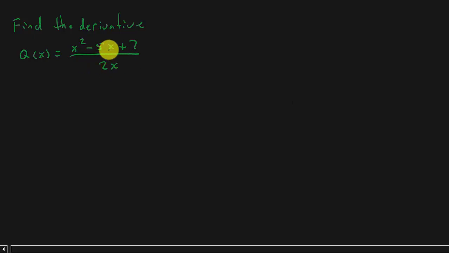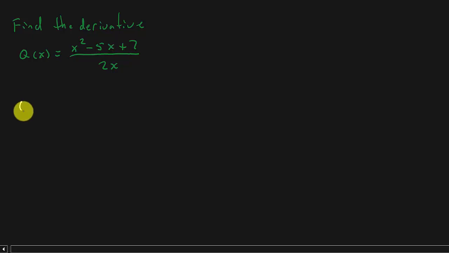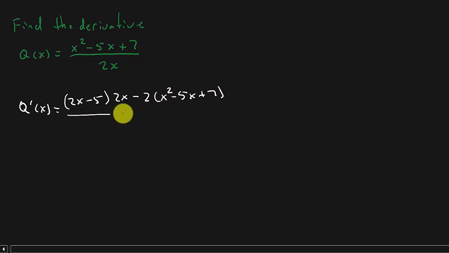If I had a problem like this, I would not use the quotient rule on this one. So let me show you what I would do, but let's do the quotient rule first. So we've got Q prime of x is equal to, all right, the quotient rule says the derivative of the numerator, which is 2x minus 5, times the denominator, minus the derivative of the denominator times the numerator, and this is all over the denominator squared.